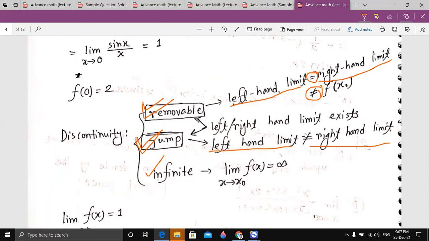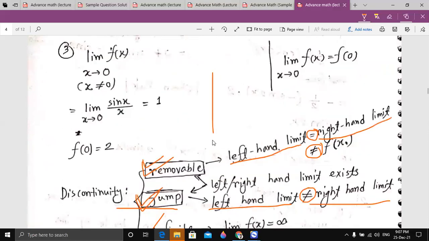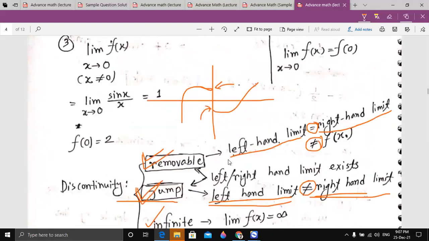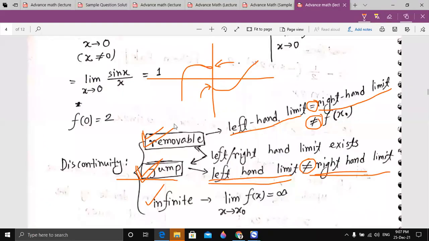So if our left hand limit and right hand limit are not the same, we can just say that it is a jump discontinuity, like it was a function, so it just jumped from here to here, okay? You see, it jumped from here to here. So something like this is called jump discontinuity. When the left hand limit and right hand limit are not the same, then this is a jump discontinuity.